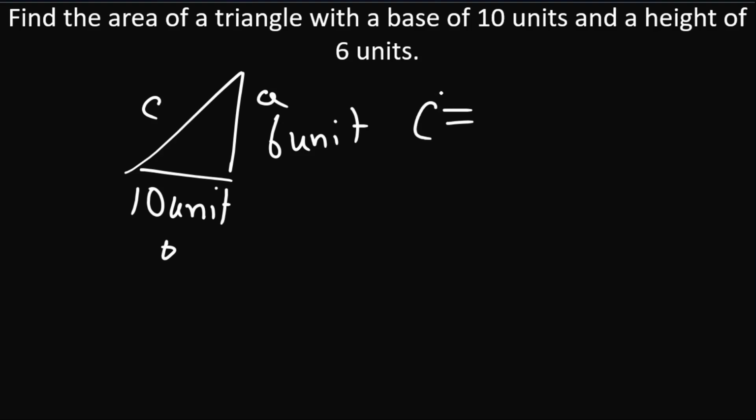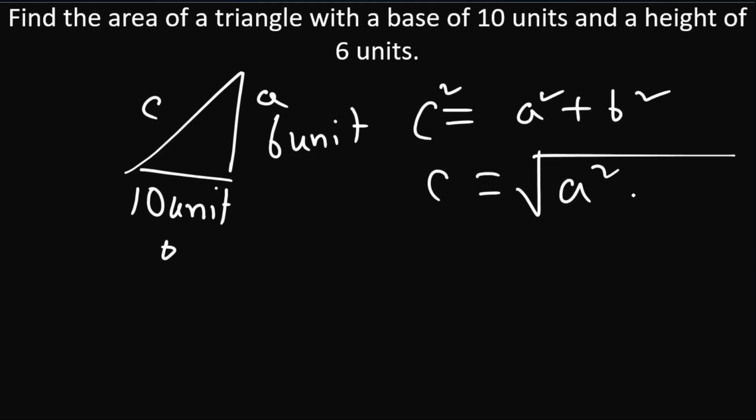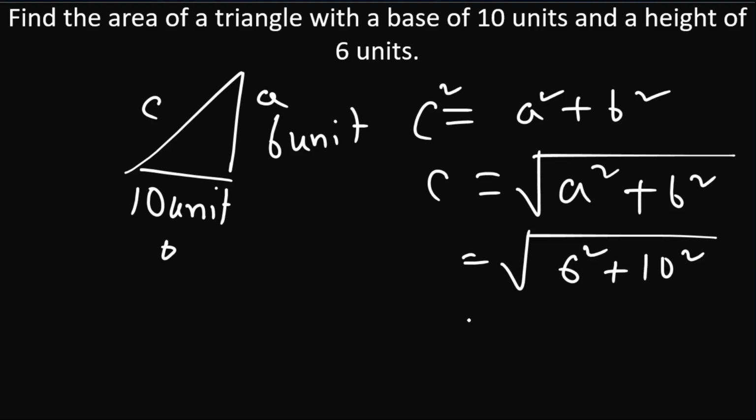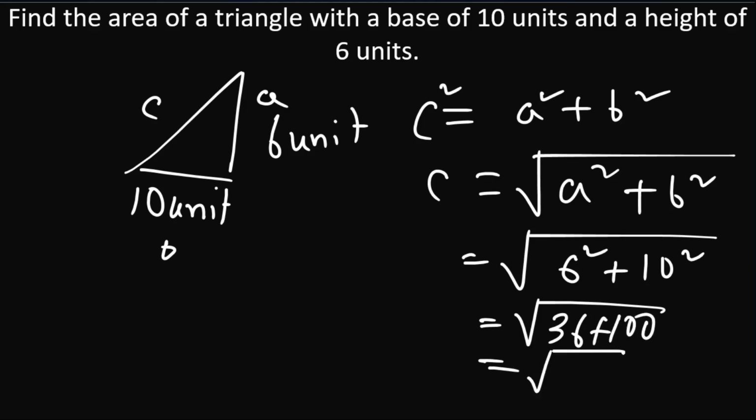So C squared equals A squared plus B squared. So C equals the square root of A squared plus B squared. First we need to solve it this way: 6 squared plus 10 squared. 6 times 6 equals 36, and 10 times 10 equals 100. So here we will get the square root of 136.